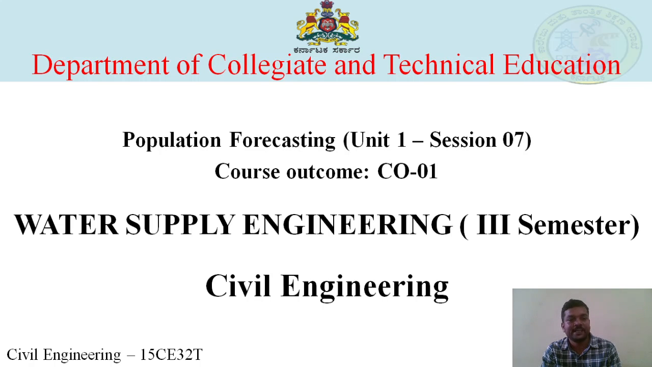This video is on the course Water Supply Engineering, third semester of the Civil Engineering program. In this session, viewers will come to know about the topic population forecasting under Unit 1. The course outcome for Unit 1 is CO1, that is, estimating water requirement for a public water supply scheme.